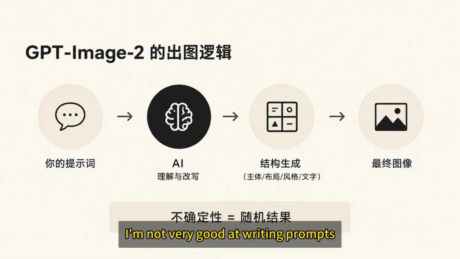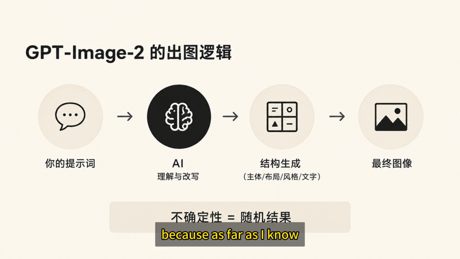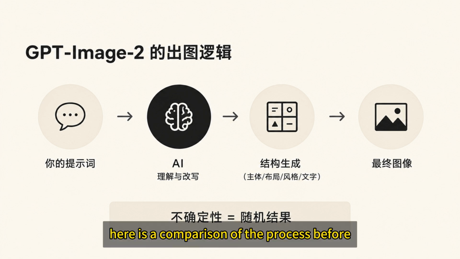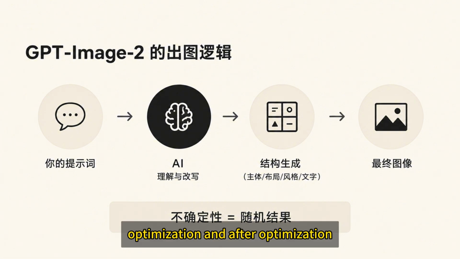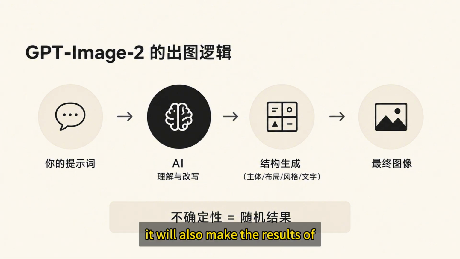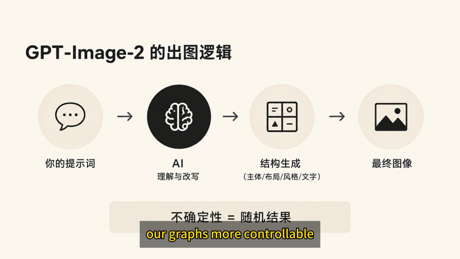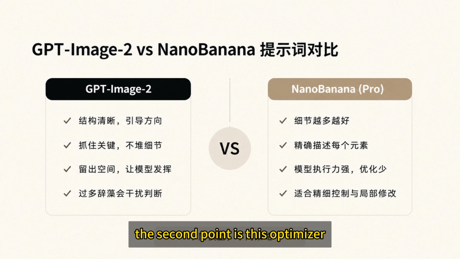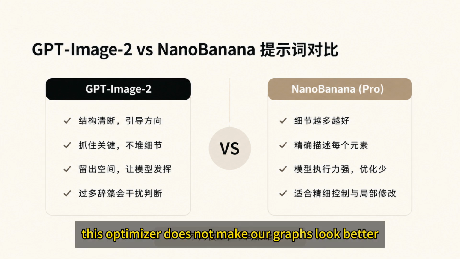I'm not very good at writing prompts, because as far as I know, many people don't know what to write when writing prompts. This is quite troublesome. So here is a prompt optimizer. Here is a comparison of the process before optimization and after optimization. It will also make the results of our graphs more controllable. The second point is this optimizer. This optimizer does not make our graphs look better.